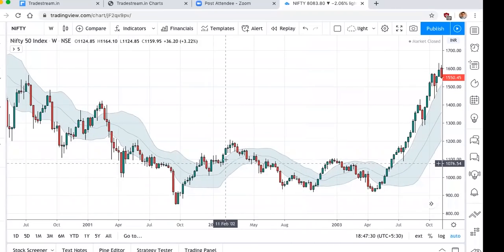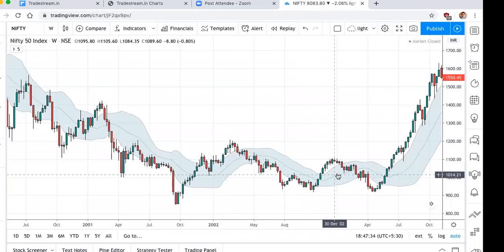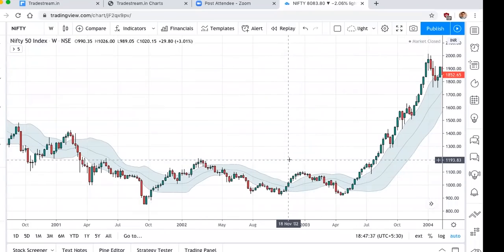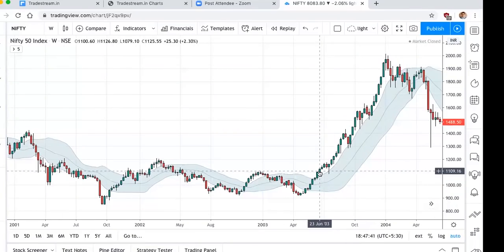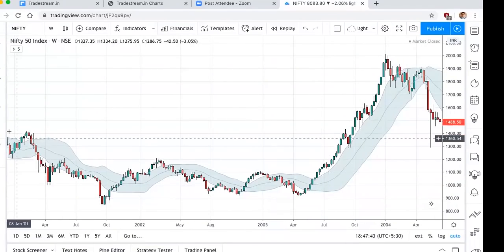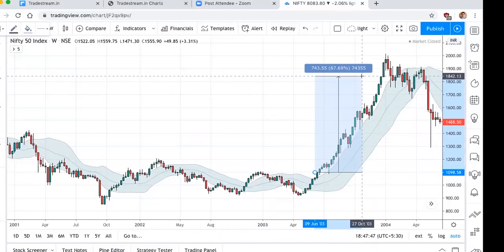After this, we had a couple of small breakouts. Once again, nothing major, maybe 3 or 4% here and there. Where it got you into the trend is 2003, which is around mid-year. And from here, the index went up almost some 50-60% before it corrected.